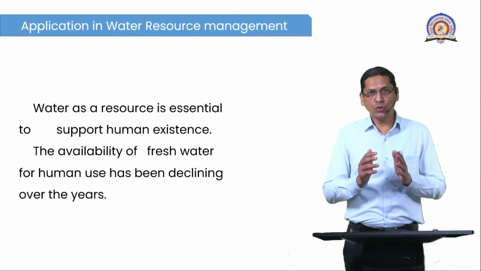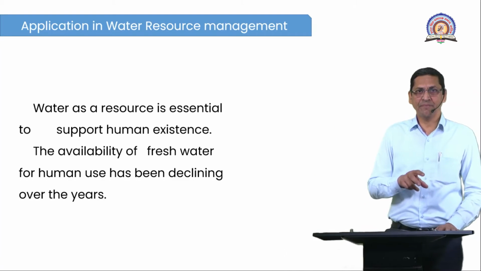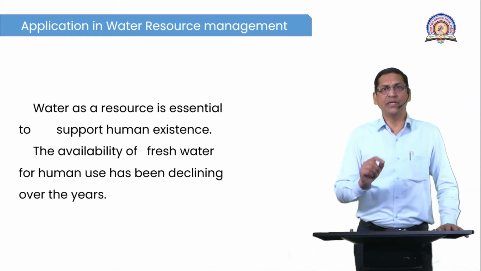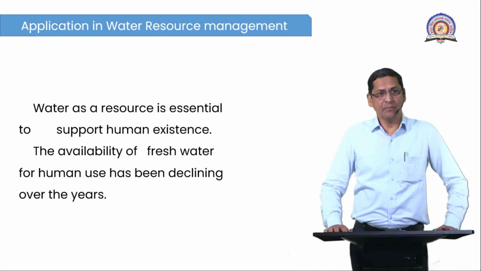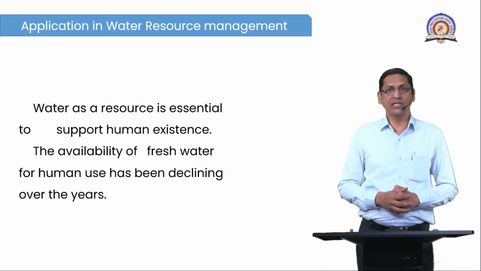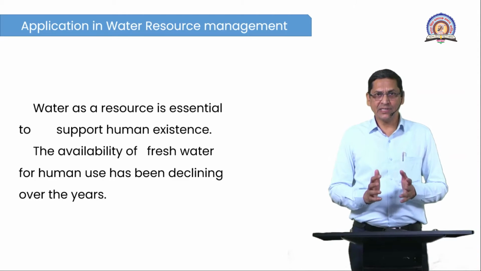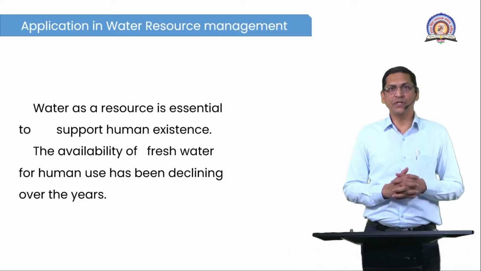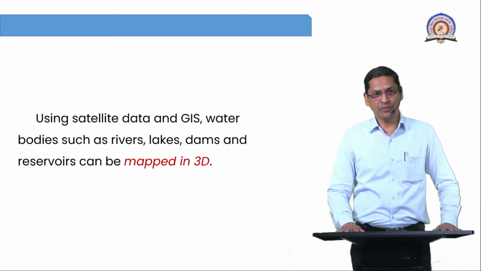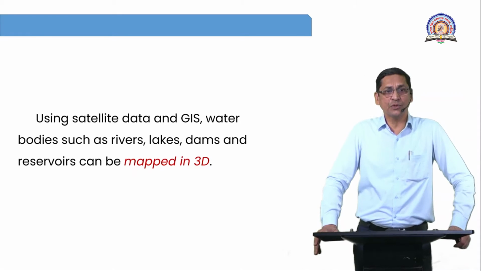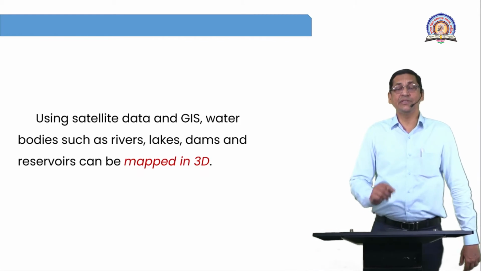And therefore, to keep the water resources clean, we have to find out the sources of the pollution. In that, GIS is very, very helpful. So, in the application of water resources management, we know that water is an essential resource. The availability of fresh water is limited, and therefore we have to preserve these water bodies. And for that, GIS is very useful. Then, using satellite data and GIS, water resources like rivers and lakes and dams and reservoirs can be mapped in 3D.